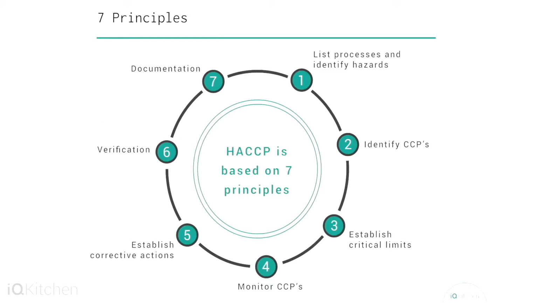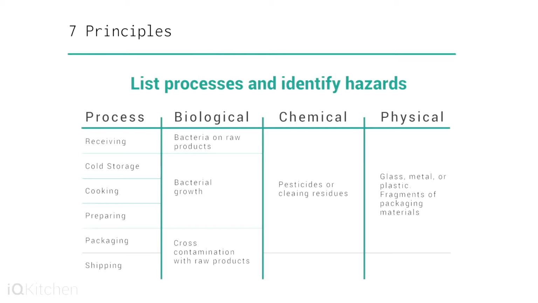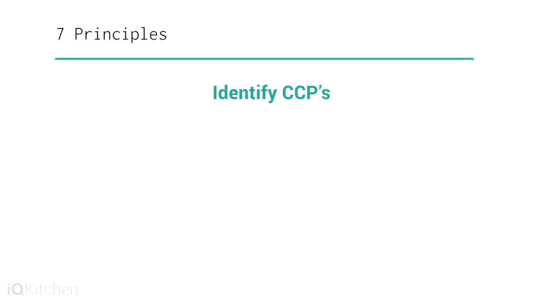HACCP is based on 7 principles. Principle 1. Conduct a hazard analysis. The application of this principle involves listing the steps in the process and identifying where significant hazards are likely to occur. Principle 2. Identify the critical control points.